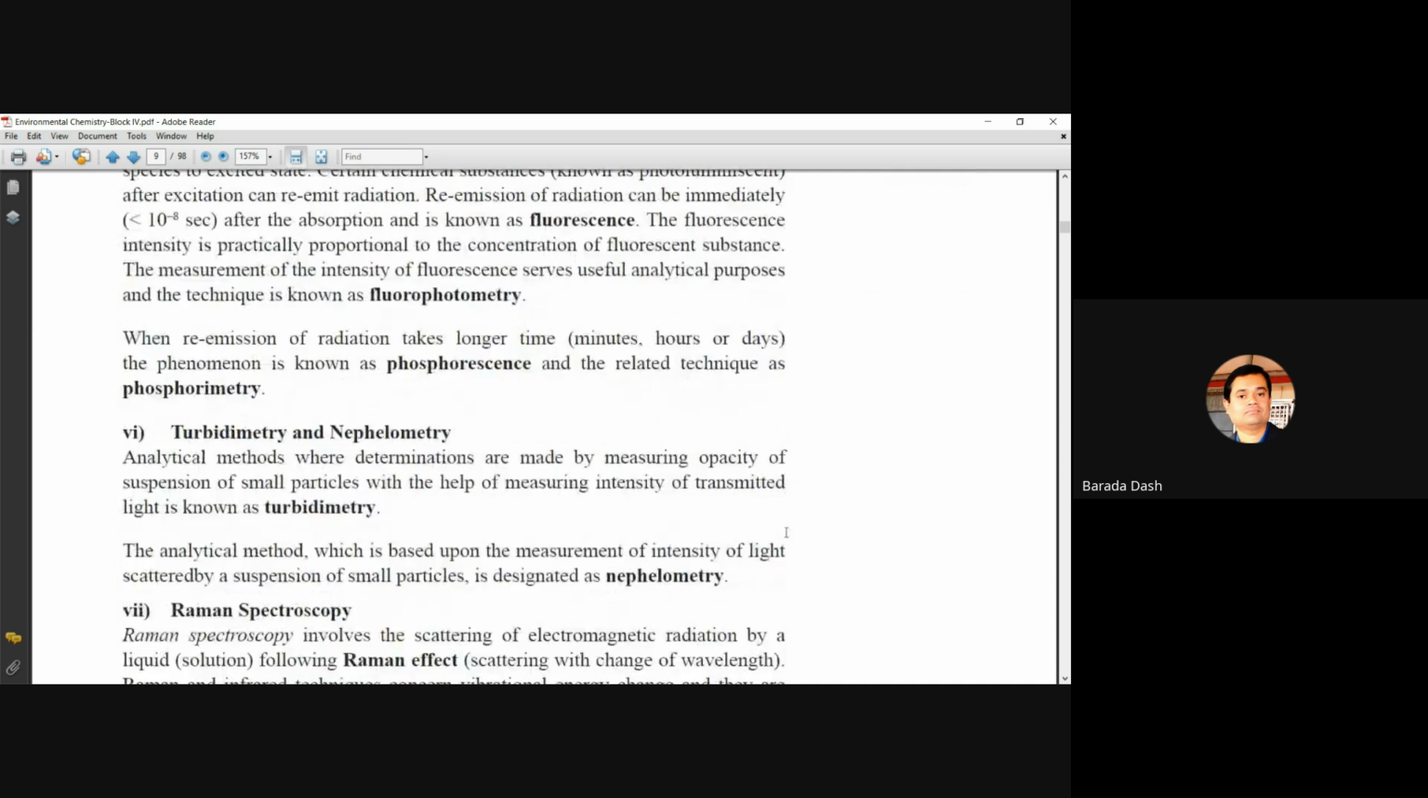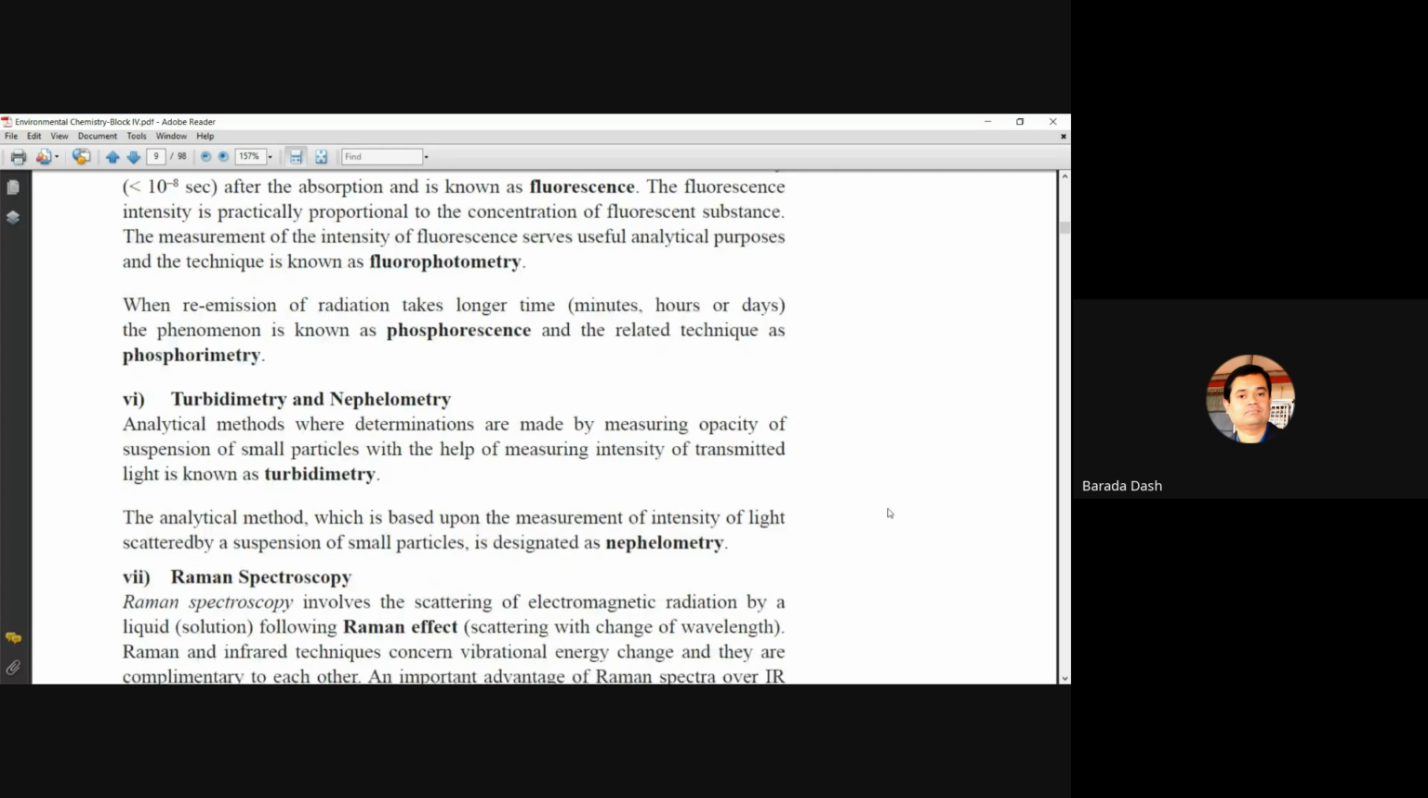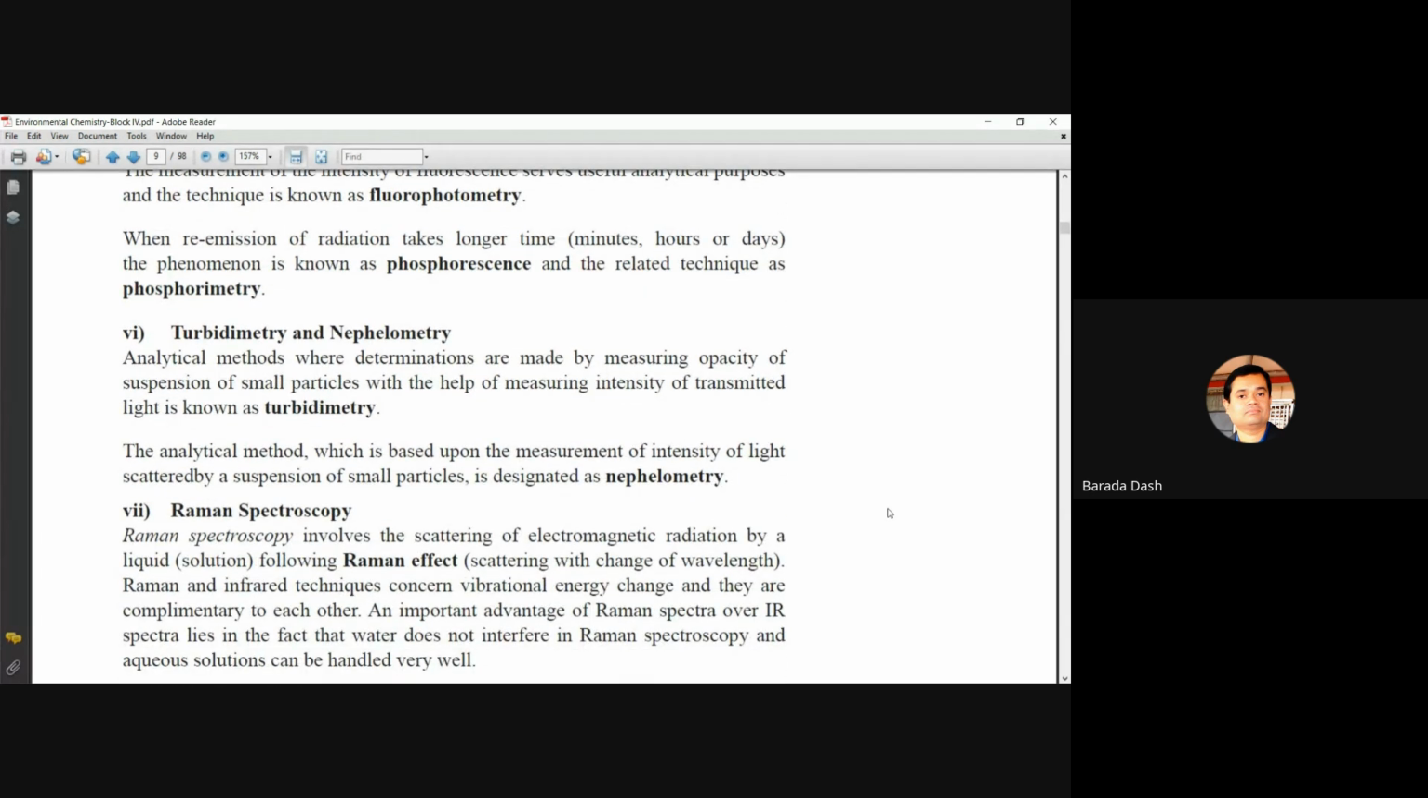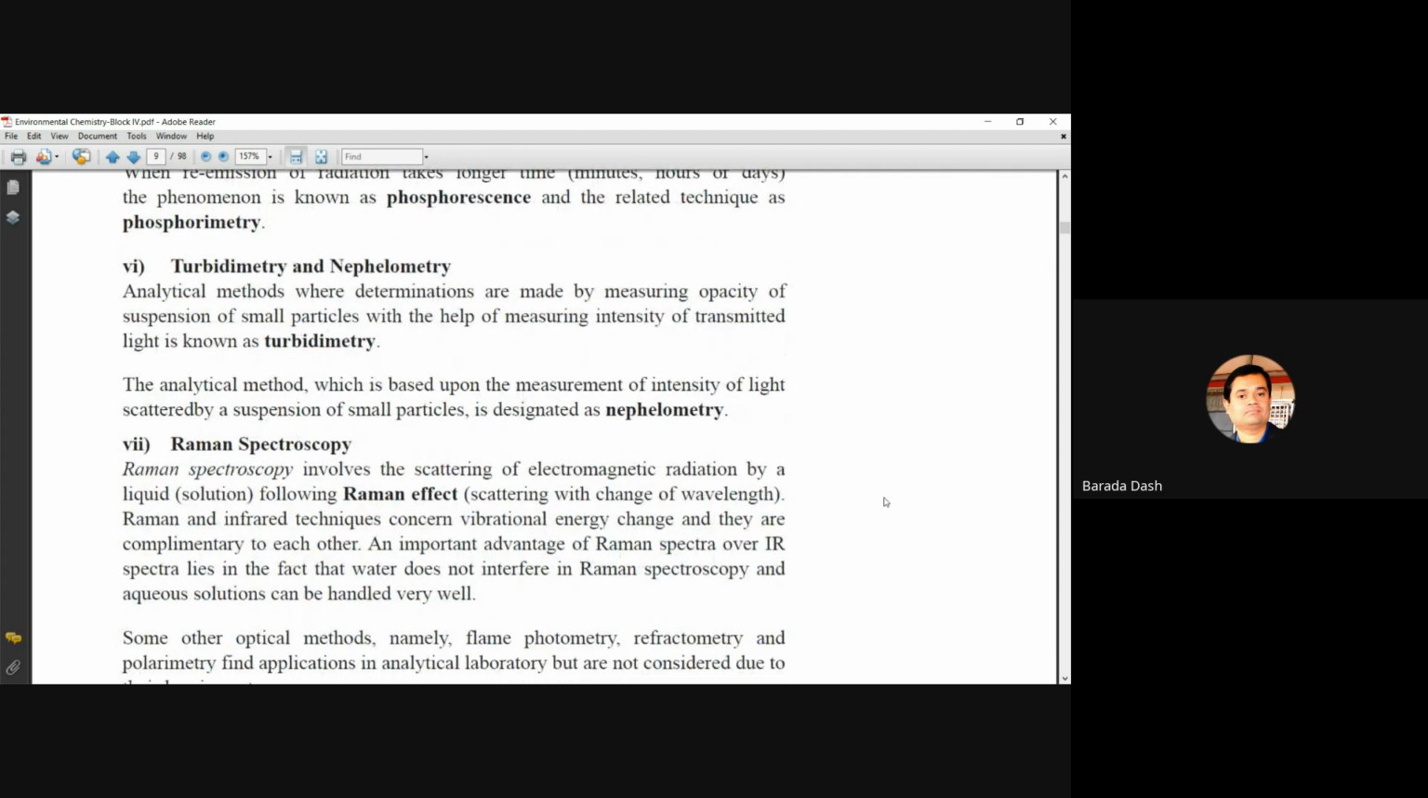So then turbidimetry and nephelometry. In analytical methods where determinations are made by measuring the opacity of a suspension of small particles with the help of measuring the intensity of transmitted light, the method is known as turbidimetry. Nephelometry is also an analytical method, in which measurement of the intensity of light scattered by a suspension of small particles is designated as nephelometry.